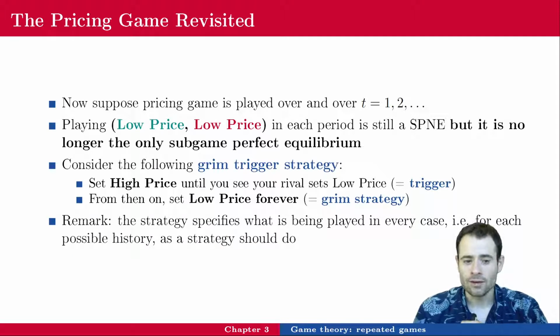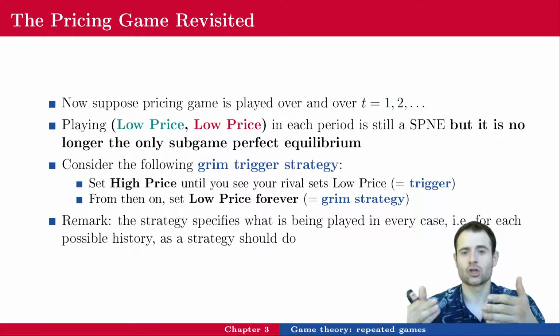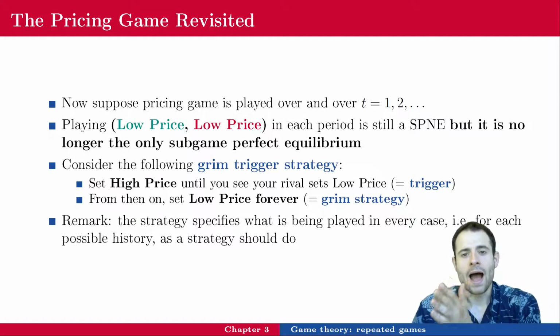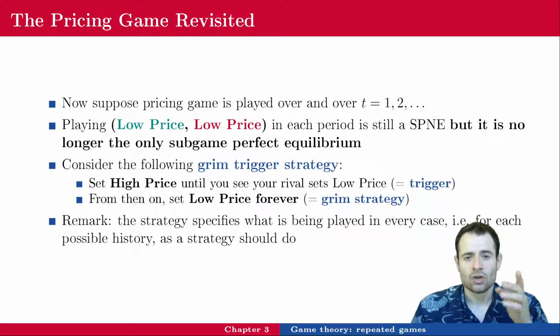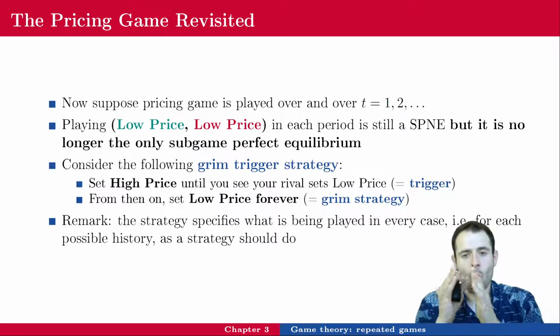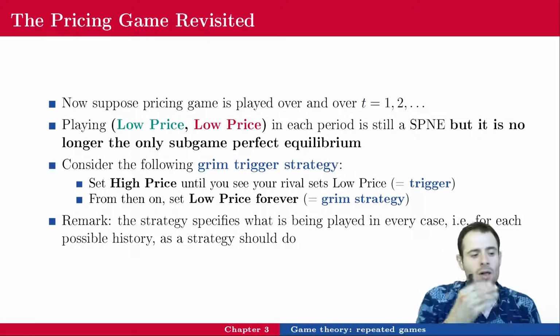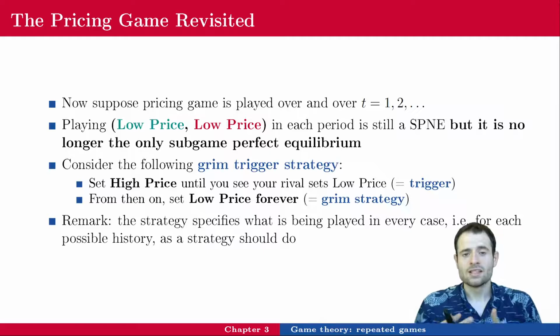Note that this strategy, again, specifies what is being played in every case. It says, start with high price the first day, so you've got to start somewhere, and then it says, continue to play high price in every history where the other opponent plays high price as well. As soon as you see a low price, then you play low price regardless. So again, it is specifying what is going to be played for each possible history of the past. And every time you define a strategy with sequential games and repeated games, make sure that you specify all the possible moves for all the possible histories.